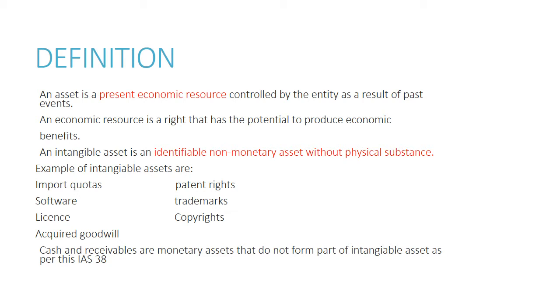When we talk about identifiability, we mean it can be separated from the entity and sold or transferred to another entity, or it is a result of legal or contractual obligations. So examples of intangible assets are import quotas, software licenses, acquired goodwill, patent rights, and copyrights.